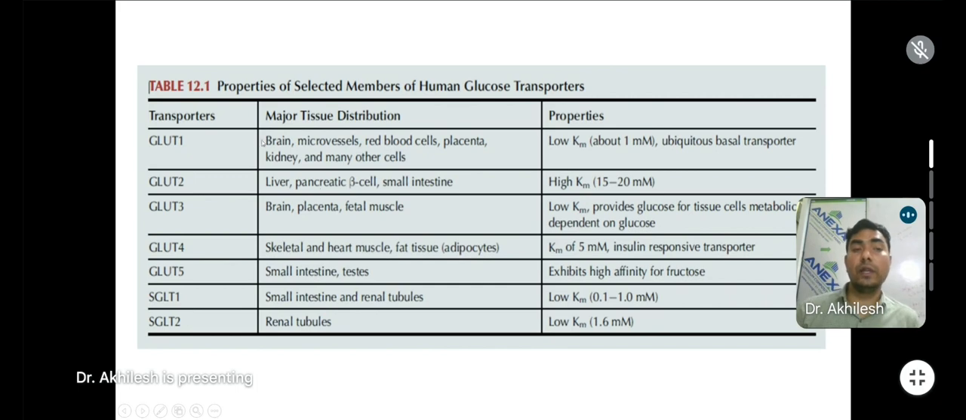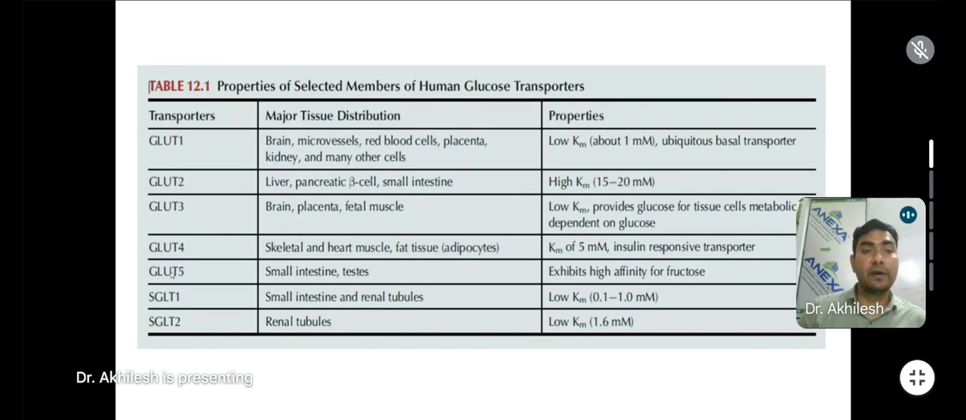So it is not necessary that a particular tissue has only a single type of transporter. Like you can see, GLUT3 could also be present in the brain. The brain has different types of transporters, some insulin dependent and some insulin independent, and so on. So they have all alternative arrangements, like we have different arrangements for a particular function or system.